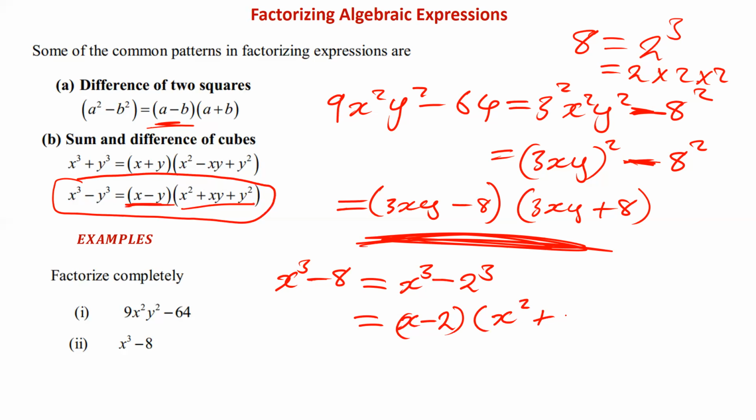So we have plus x times what? y is 2. And then we have plus y to the power 2, which is 2 to the power 2.